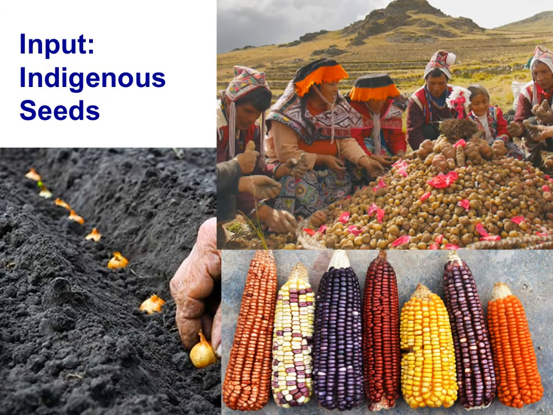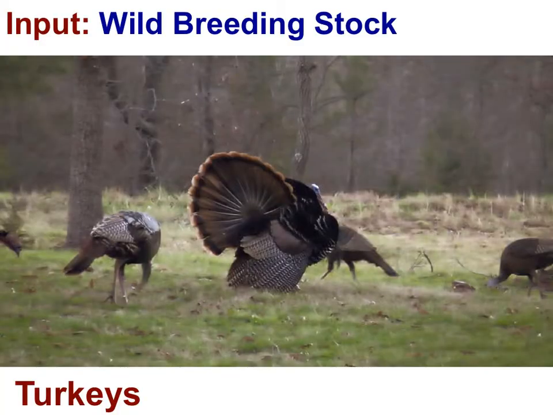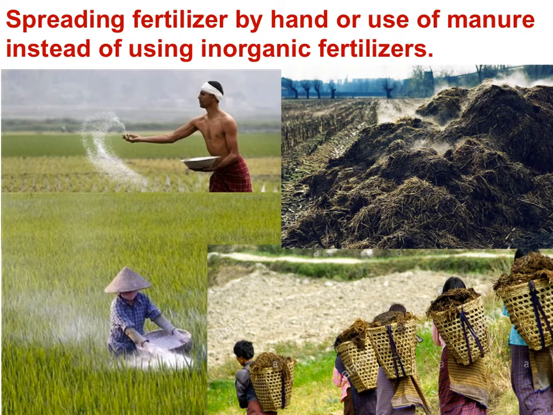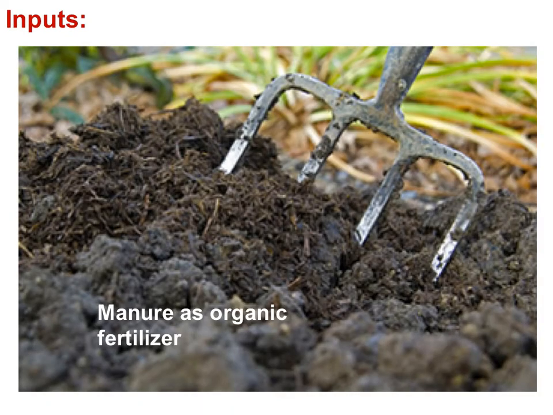Traditional subsistence farms often use indigenous seeds or a wild breeding stock. Fertilizers might be used on the traditional farm, but as an input, fertilizer use would be less than that of the modern industrial farm, and fertilizers would be spread by hand. As well, traditional farms use organic animal manure rather than the inorganic chemical fertilizer. Organic animal manure is the fertilizer of choice on traditional farms.